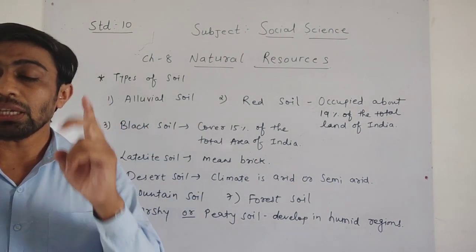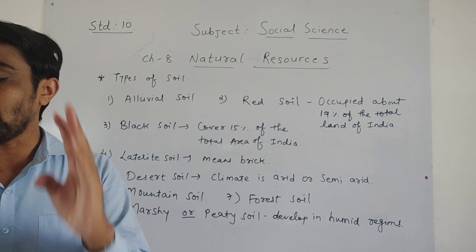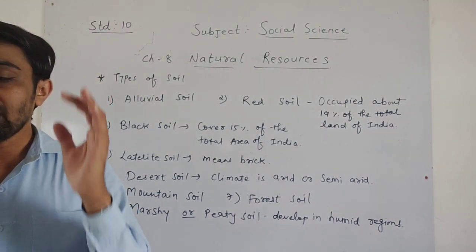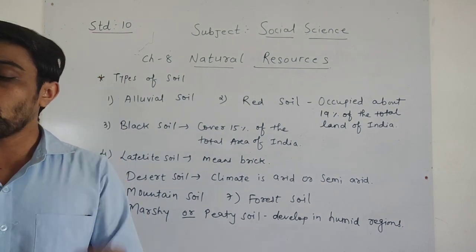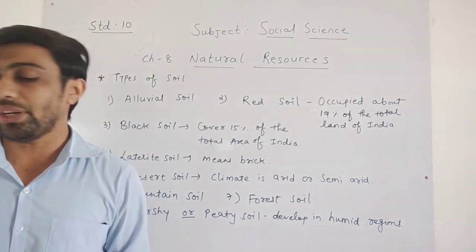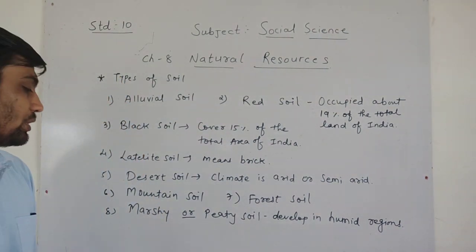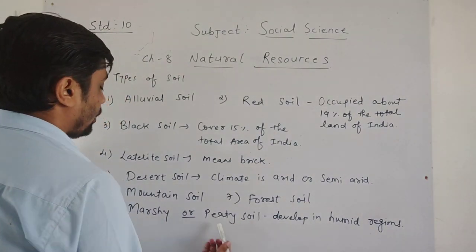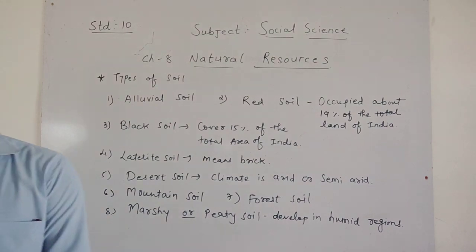Besides it, tea, coffee, spices, and other crops like wheat, maize, barley, paddy, etc. are also taken. The soil is found in a limited area. Next one, dear children, they have given about the marshy or peaty soil. Last one, the eighth one, marshy or peaty soil.